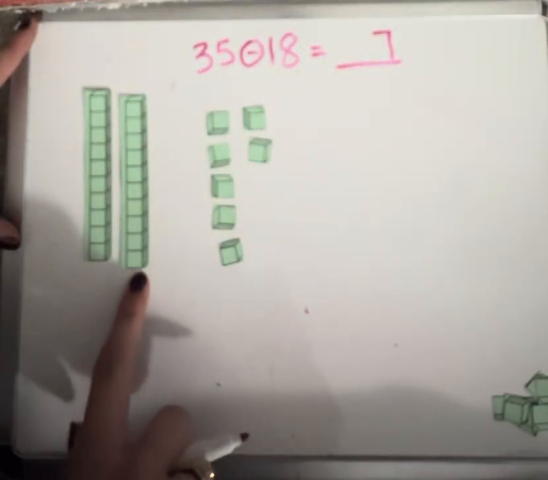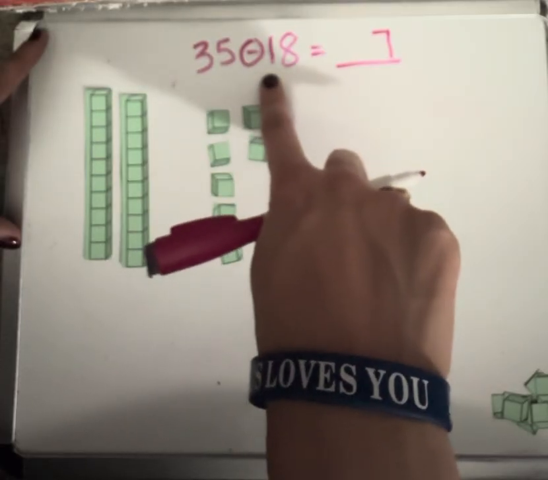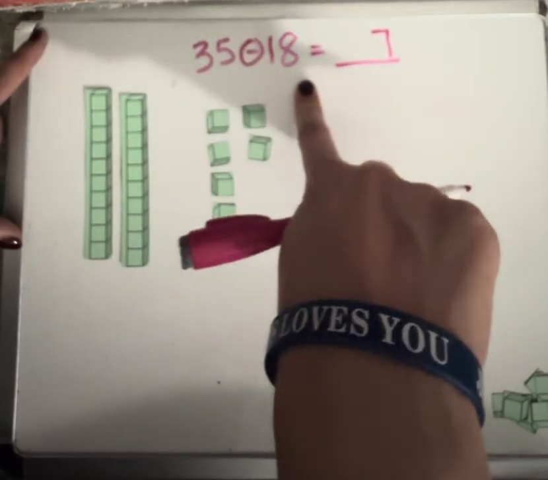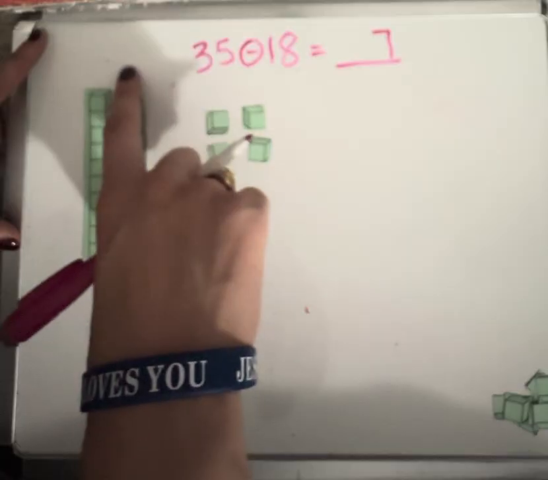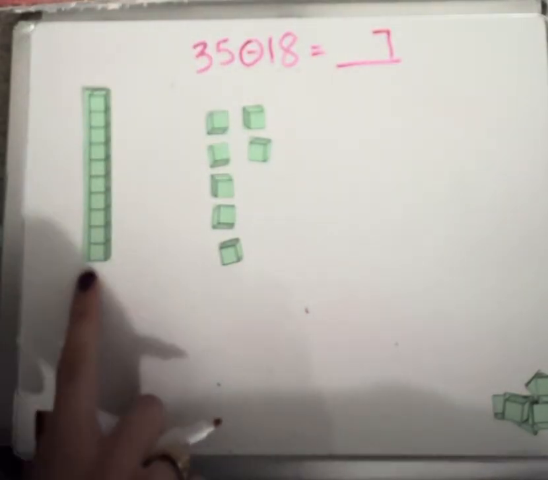And now we're going to move to the tens place. We have 1 ten in the number 18, so now we're going to take away one of our tens since we have that. And what are we left with? We are left with 1 ten.